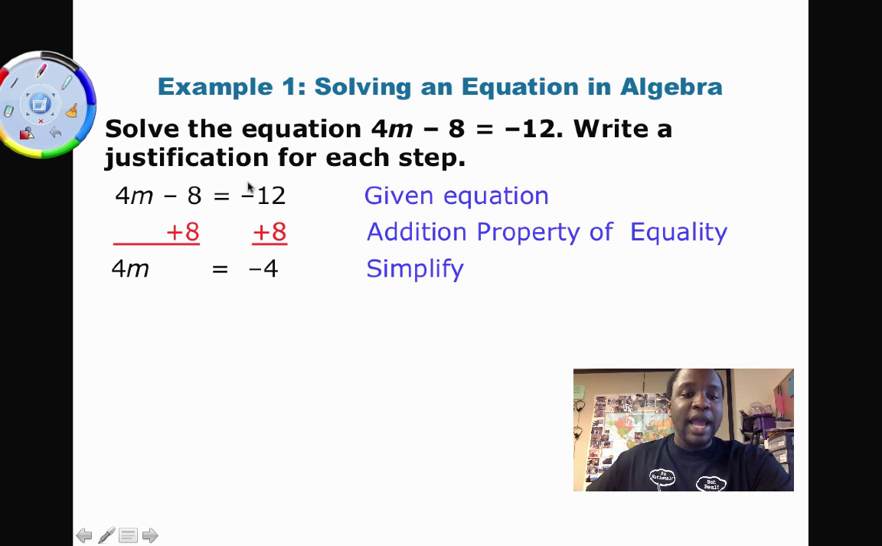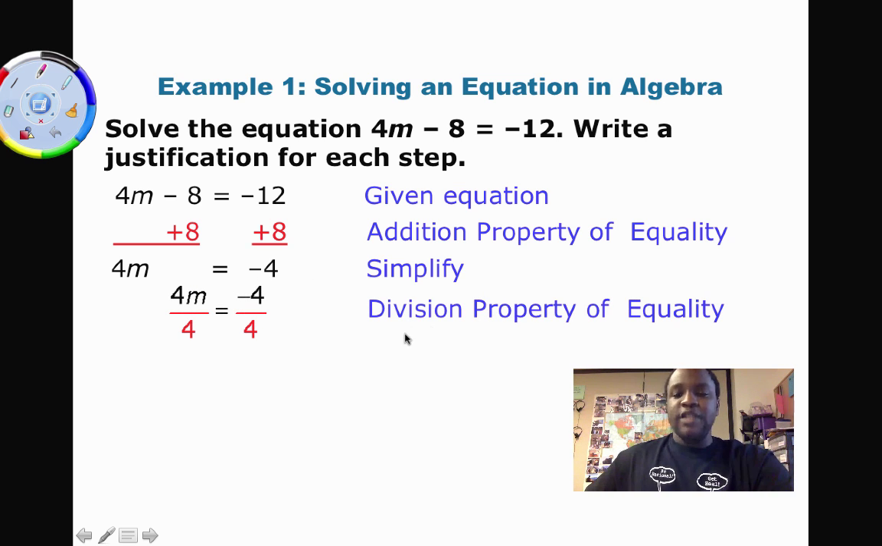So after we add 8 to both sides, we can simplify by having 4m equals negative 4. And then what would we do next? We would divide by 4 on both sides, and dividing by 4 on both sides would be the division property of equality. And then lastly, we're going to simplify, and we get that m equals negative 1.